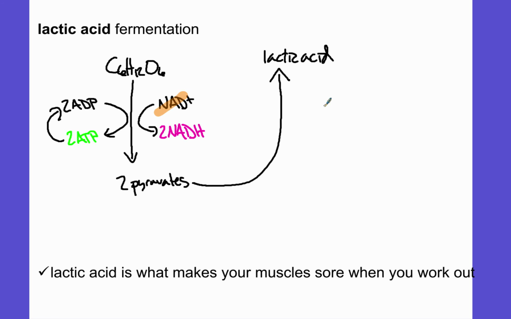Right? Lactic acid has 3 carbons just like the pyruvates, so I didn't really change much. I just rearranged some things. But I'm going to make 2 lactic acid molecules, and in the process, I'm going to get these two NADH molecules to turn back into NAD+, right? Changing pyruvates into lactic acid is actually a catabolic reaction.